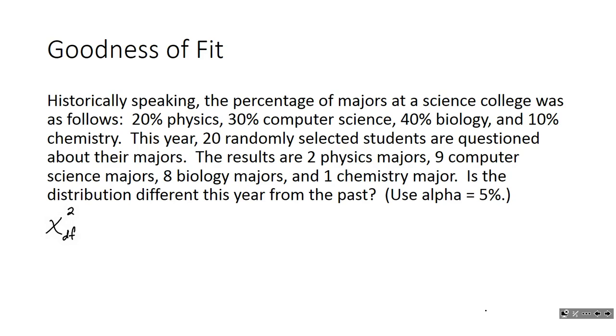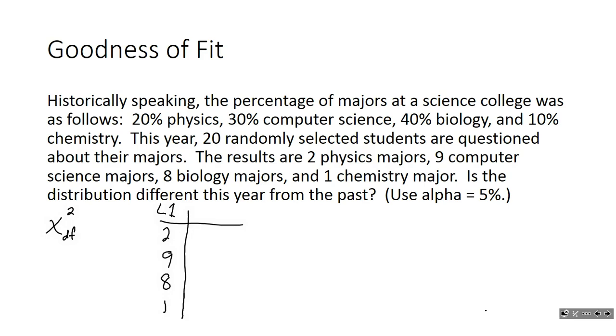Okay. In order to do this on the calculator, we will be entering some data as L1 and L2 like we've done before. Let's first write down what the values would be. Now, in the first column, L1, we're going to write down the actual results from our survey. So 2 for physics, 9 for computer science, 8 for biology, 1 for chemistry.